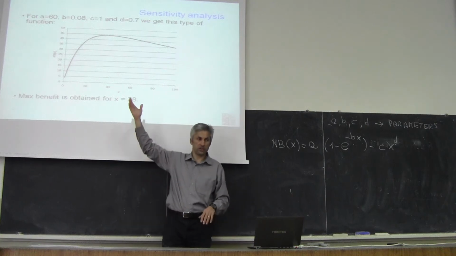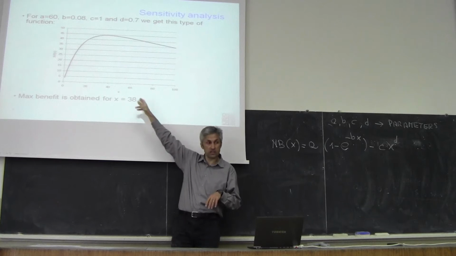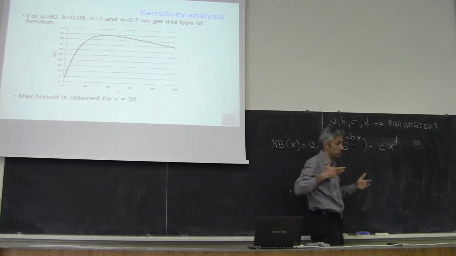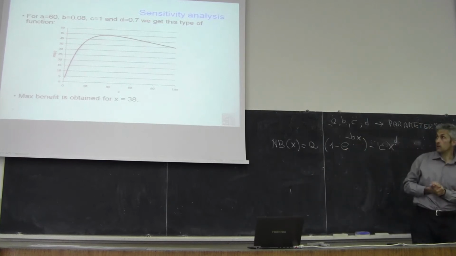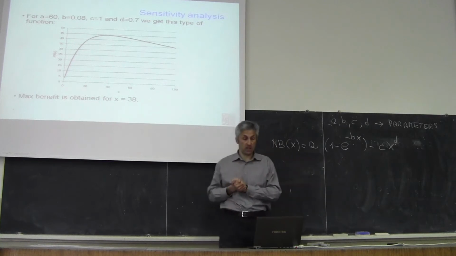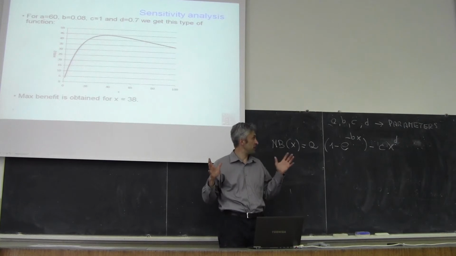And so you can easily verify with Excel, for instance, that if you plug in these parameter values, then you get the maximum of this function for x equal to 38, just as an example. But the parameters are uncertain, and let me treat uncertainty in a simplified way.